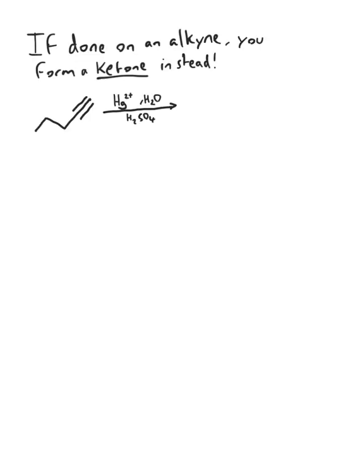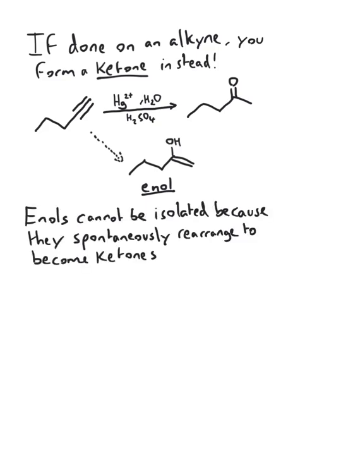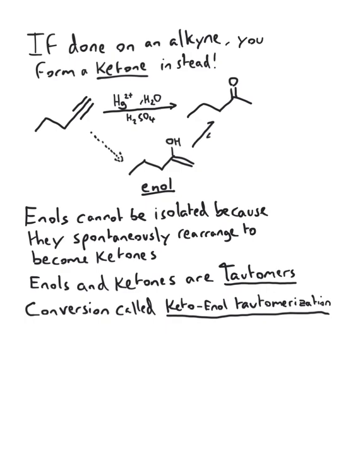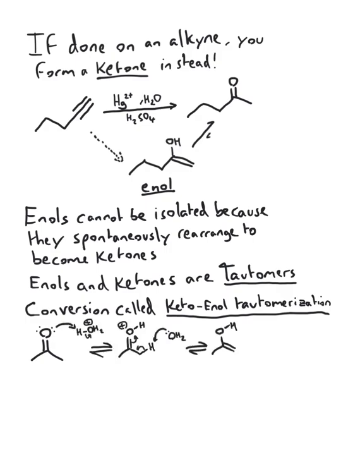If an oxymercuration reduction is done upon an alkyne, you will form a ketone instead of an alcohol. This is not due to the conditions of the reaction, but in fact from formation of an enol, which is an alcohol on a double bond. Enols cannot be isolated because they spontaneously rearrange to become ketones. It is said that enols and ketones are tautomers. This spontaneous conversion between enols and ketones is called a keto-enol tautomerization. An example here would be an acetone tautomerizing to its equivalent enol.